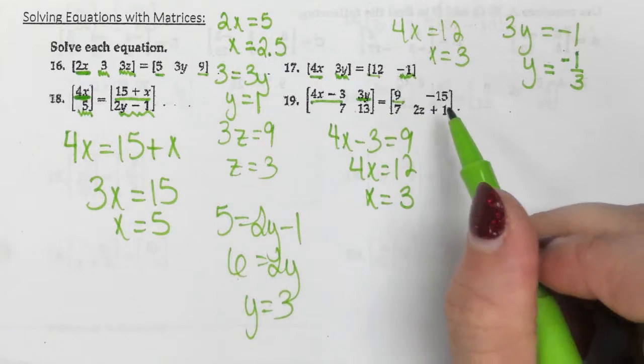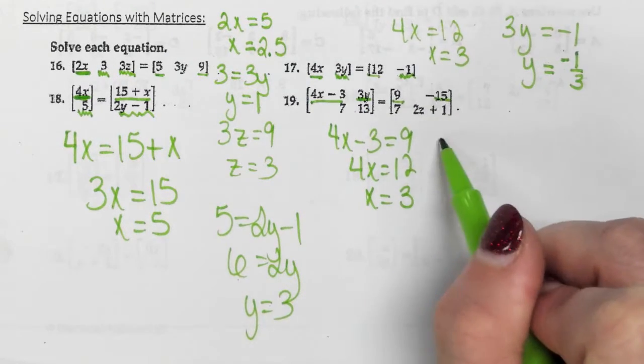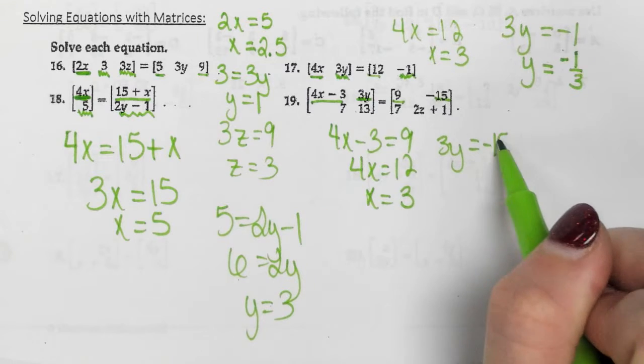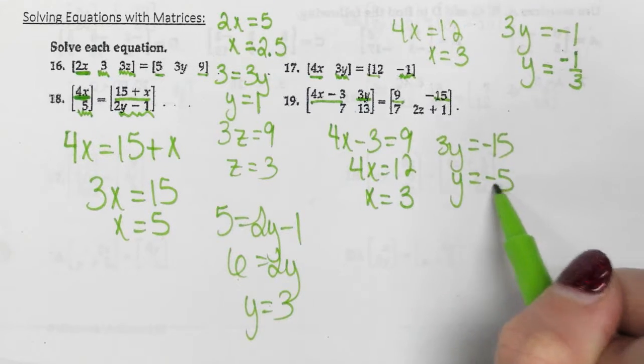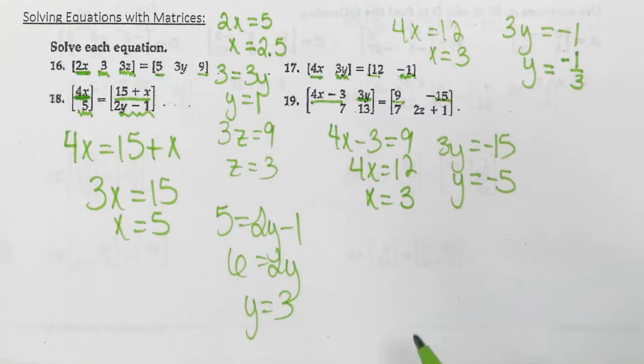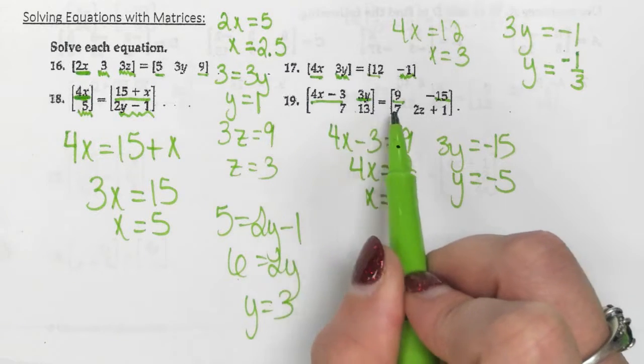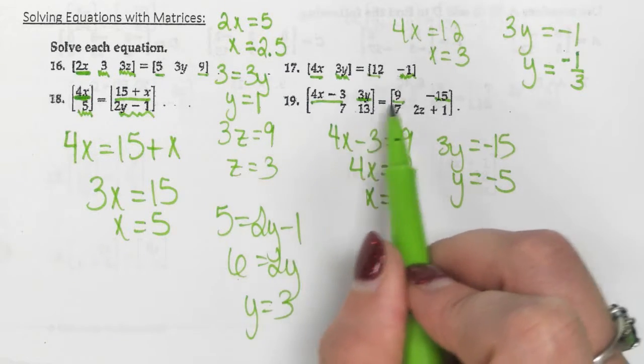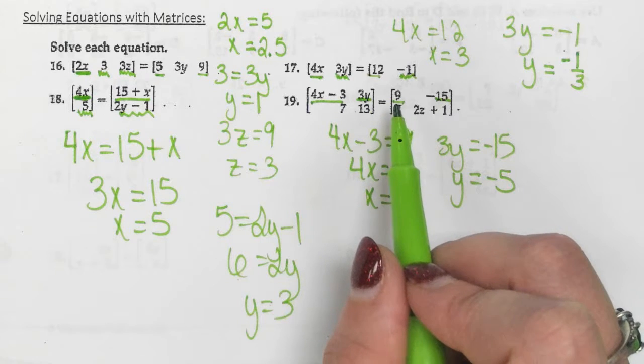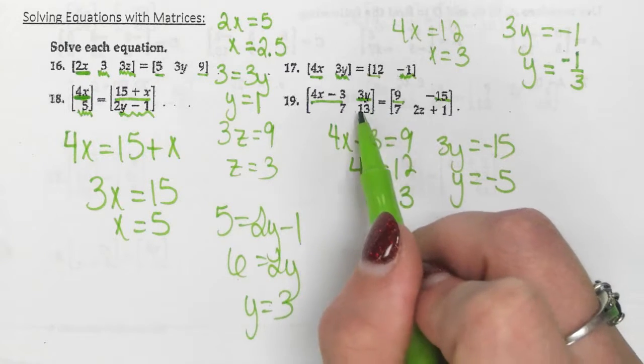All right, what about 3y? What's he match up with? Perfect. So what do you get? -5. Very good. All right, this guy down here says 7 equals 7. Is that 7 equals 7? Yes, it does. Is there any letter to solve for? No. You're done. Okay, there's no letter.